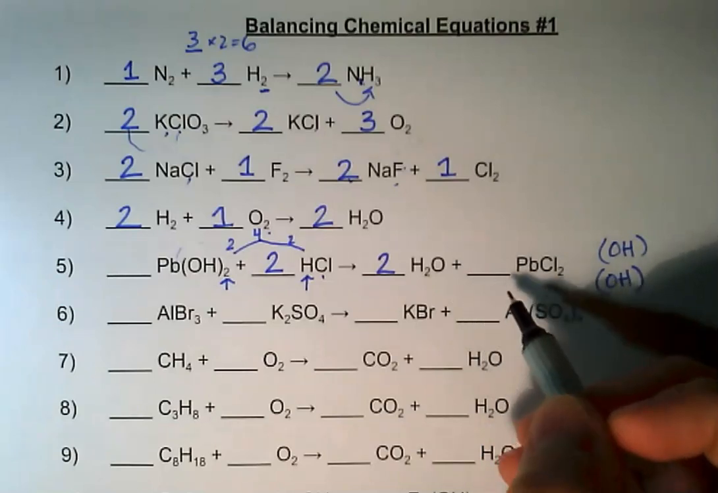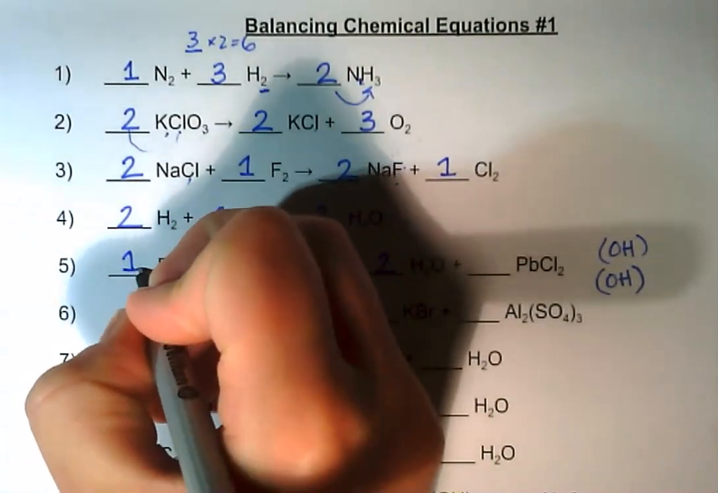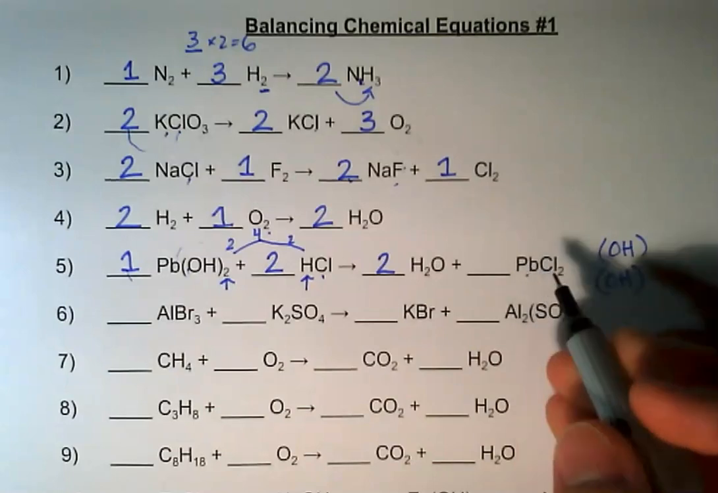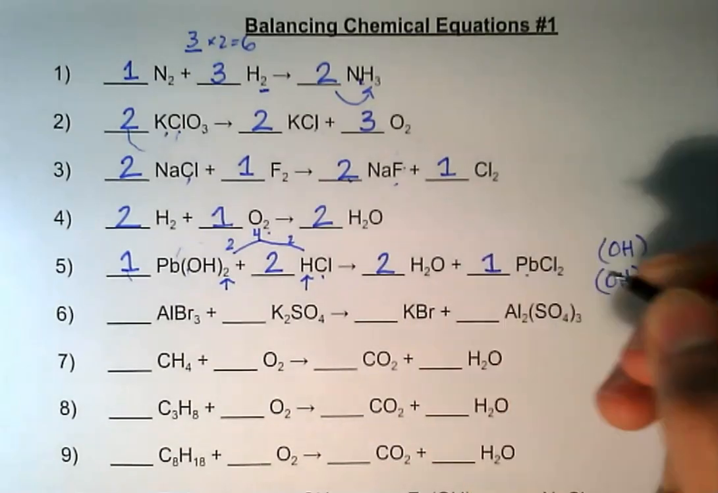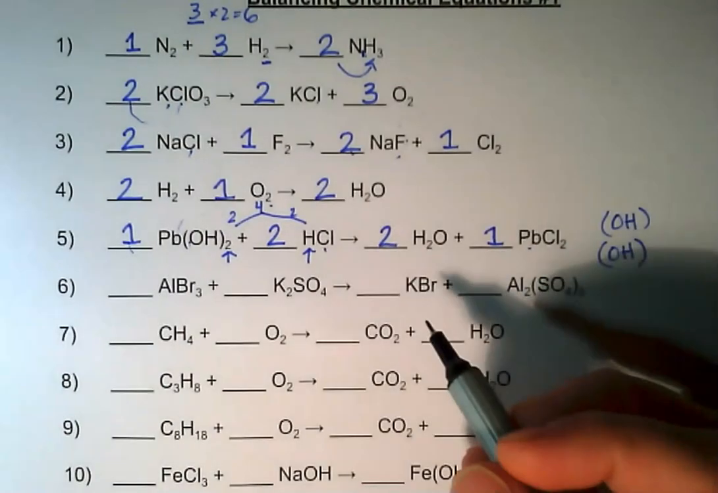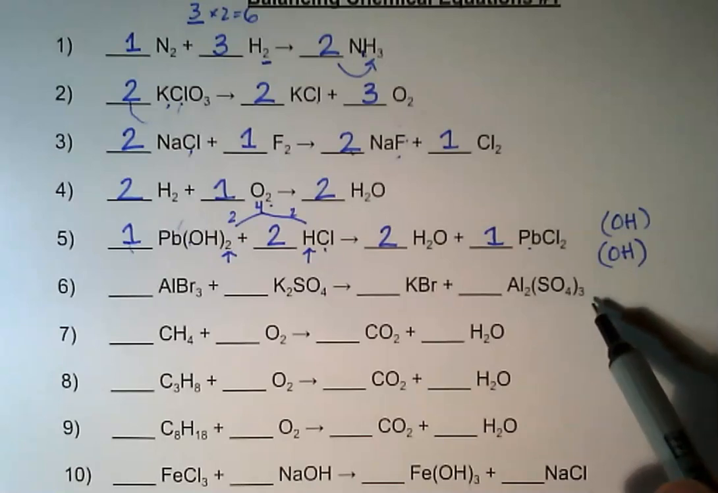So now let's go ahead and check. We know to keep hydrogen at 2, we're going to have to put a 1 in front of PbOH2. And then we need to check lead, 1 lead, 1 lead. So we're going to put a 1 in front of PbCl as well. Next we have AlBr3 plus K2SO4 gives us KBr plus Al2(SO4)3.